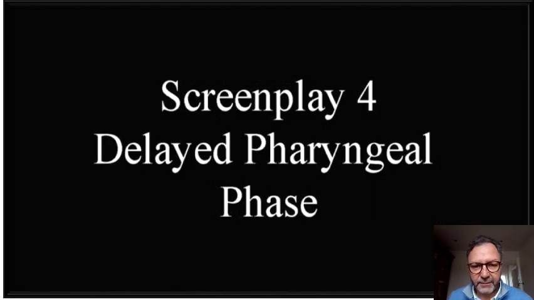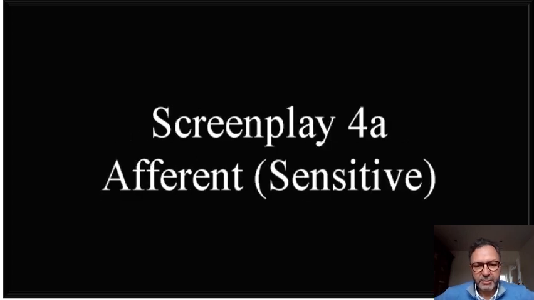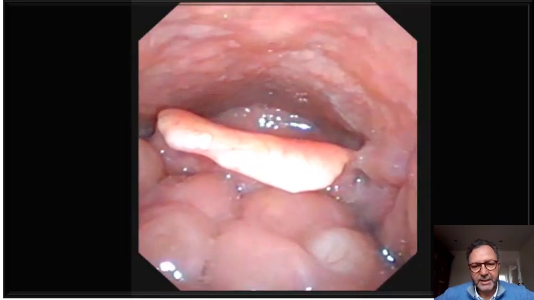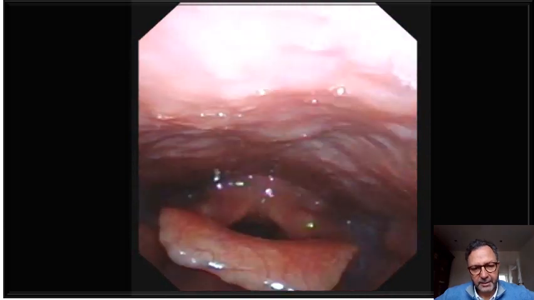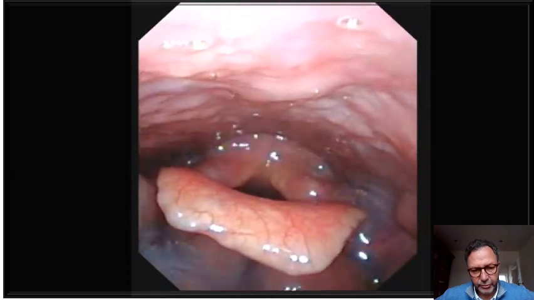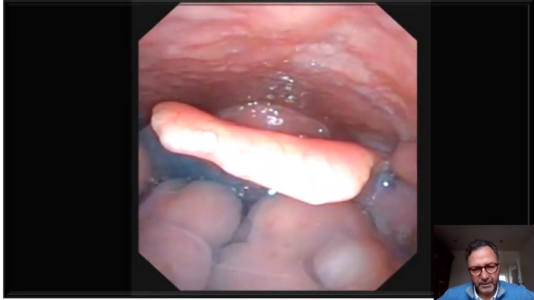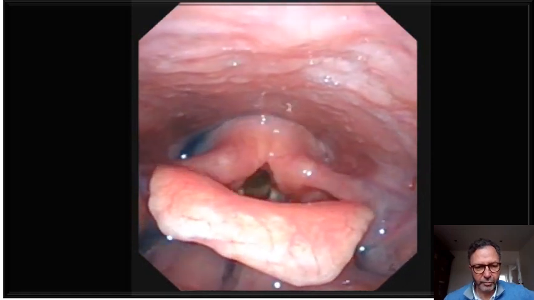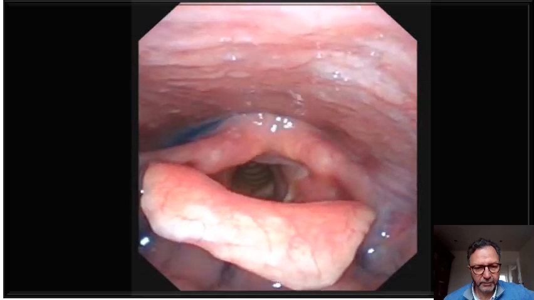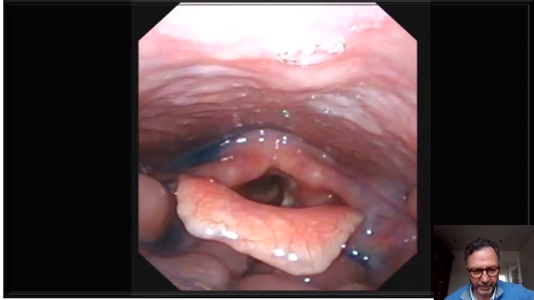So these are examples of scenario 4, also known as delayed pharyngeal swallow. This is a 4A with a sensitive issue. We are here at the point of interest number 3, challenge 2, and you're going to ask your patient to swallow. And it's not happening here, but here it's really clear that you do have blue going up to the bottom of your piriform sinus without triggering a pharyngeal reflex here.